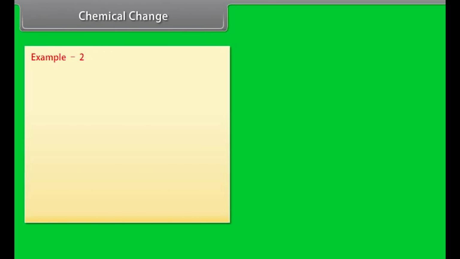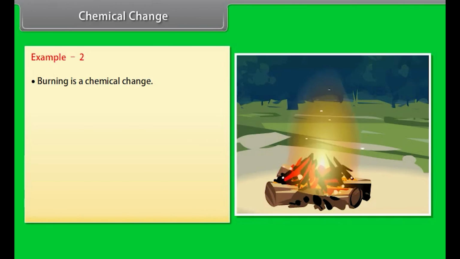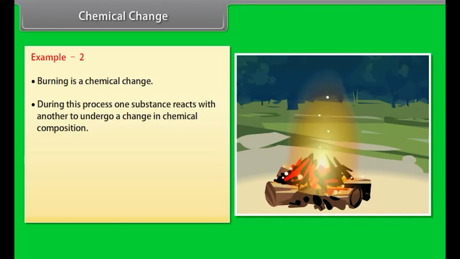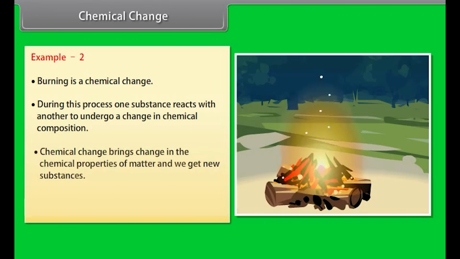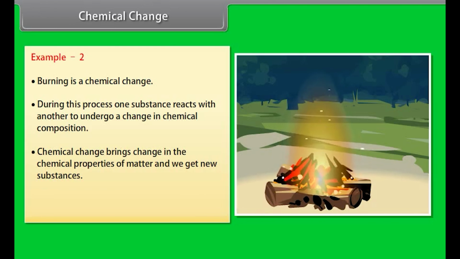Example 2. Burning is a chemical change. During this process, one substance reacts with another to undergo a change in chemical composition. Chemical change brings change in the chemical properties of matter, and we get new substances. A chemical change is also called a chemical reaction.